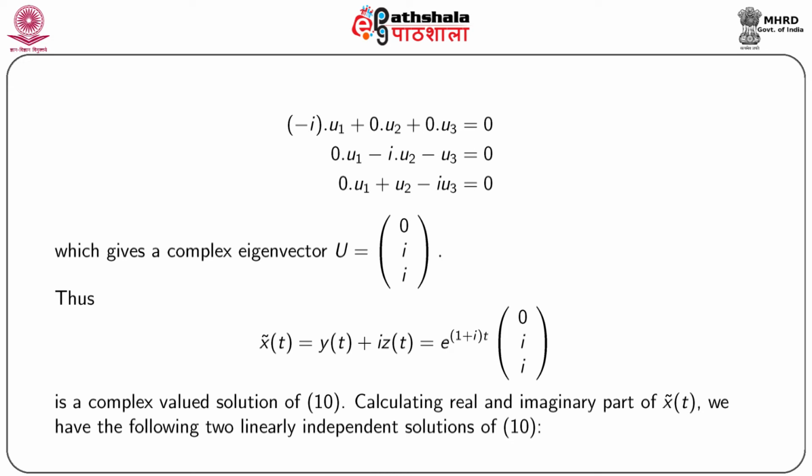Please note there can be more than one solution of u1, u2 and u3, and you can choose any one of them as your corresponding eigenvector, which comes to the fact that for a unique eigenvalue there can be many eigenvectors. And hence, in this case our solution will be of the form x tilde(t) is equal to y(t) plus i z(t) is equal to e to the power (1 plus i)t into (0, i, 1), which is a complex valued solution of equation 10.